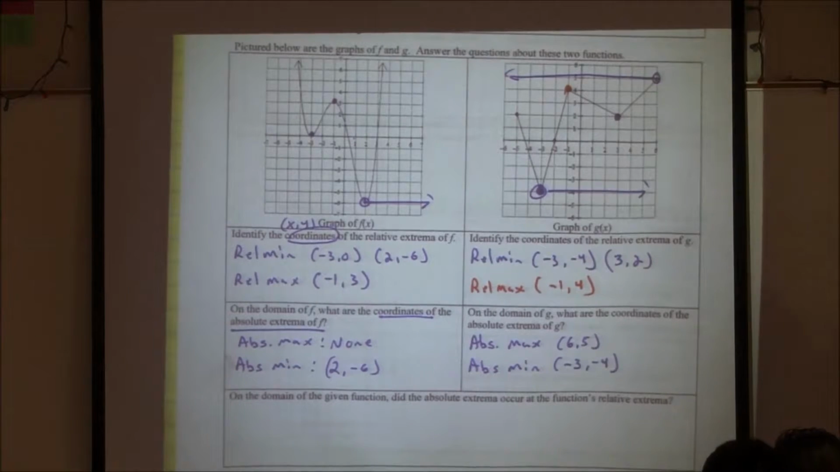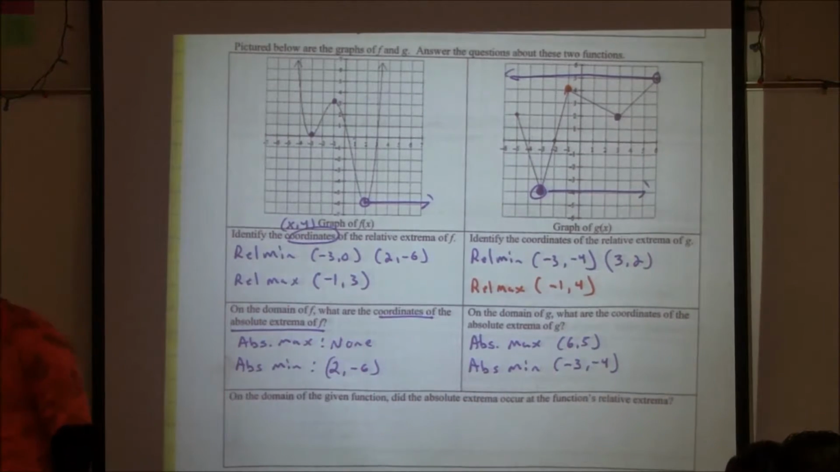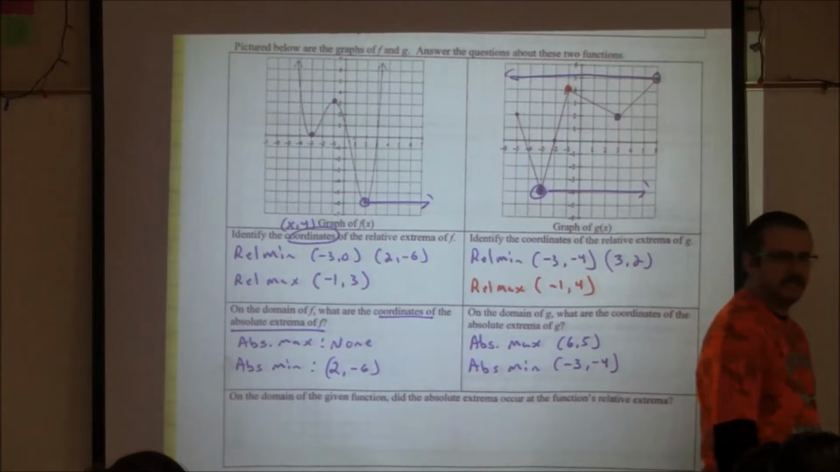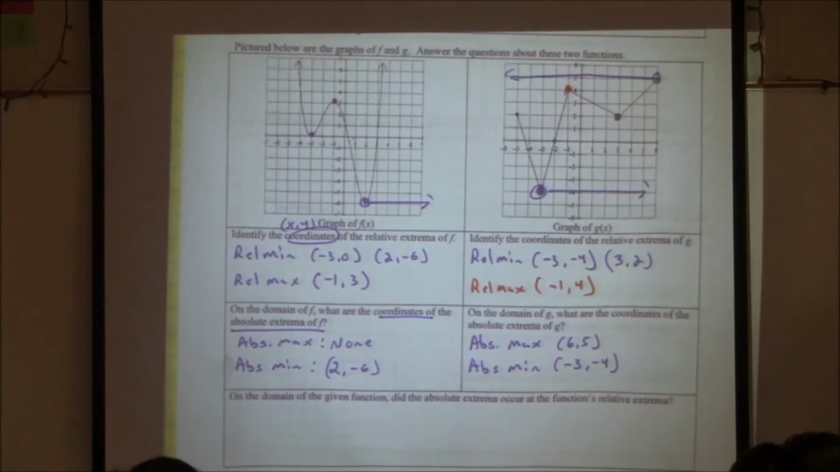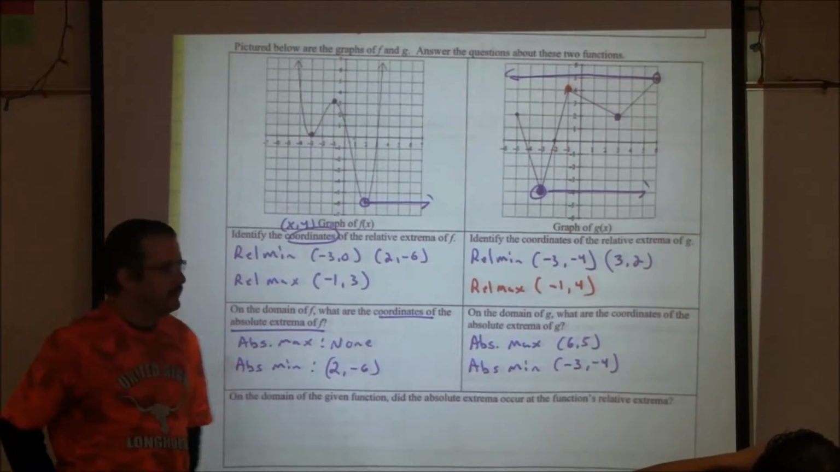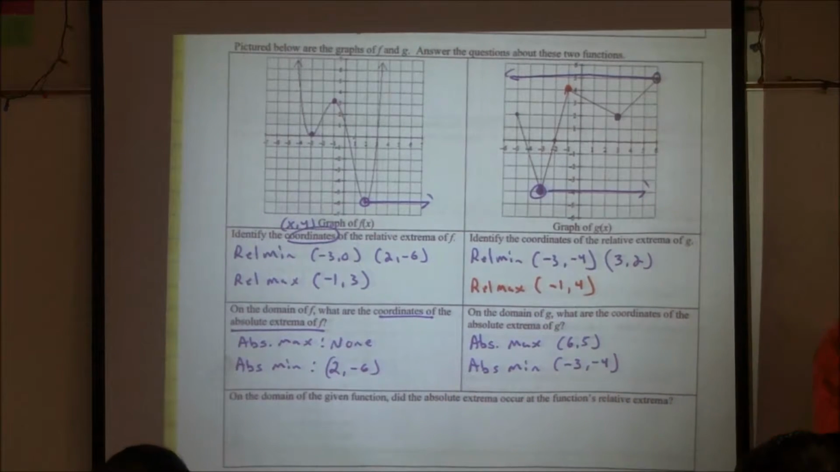Okay, cool. What's the difference between these two graphs? One's closed and one's open. One's on a closed interval, right? And one is not? One, the domain is all real numbers, and this one, what's the domain of this one? -5 to 6. From -5 to 6, right? Okay. Anything that you notice there?